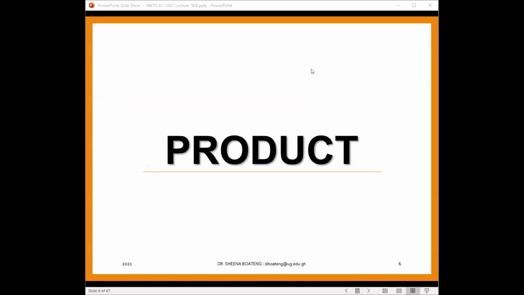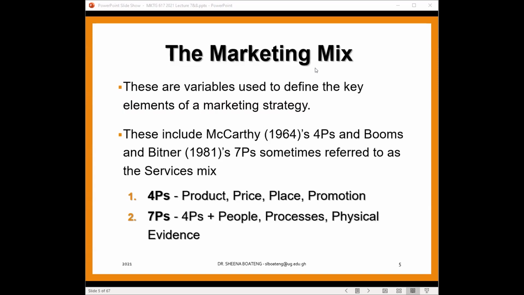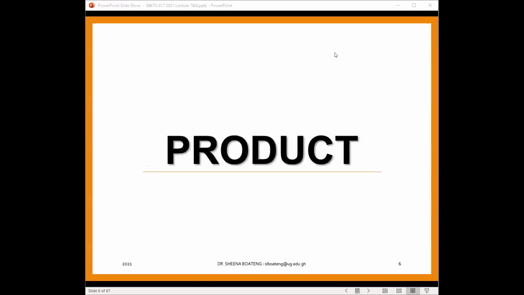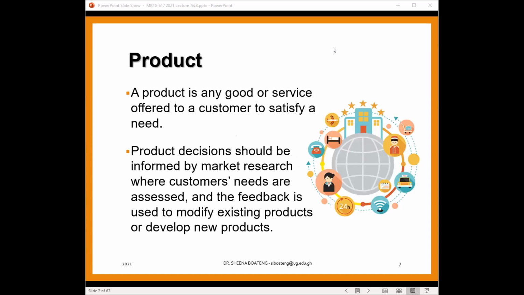So now that we appreciate the marketing mix from a traditional standpoint, let's break down each of these elements of the marketing mix and look at how they would play out in an online context, or how internet technology can be used to facilitate the utilization of these various tools as part of marketing strategy in the online context, starting from the product element. Product is any good or service that is offered to a customer to satisfy a particular need that they may have.